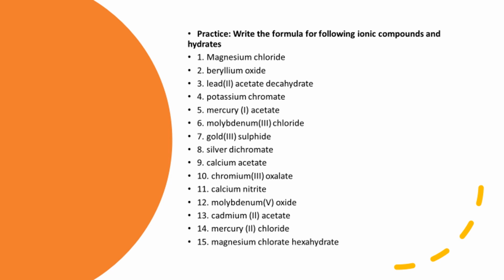So pause the video here. Try practicing, use the periodic table and the polyatomic ions list if you are given, or if you want to use it from the video, you can scroll back and forth. And then after you are done, I have the answer key next. All right, so pause the video right here.